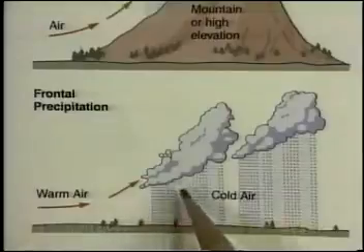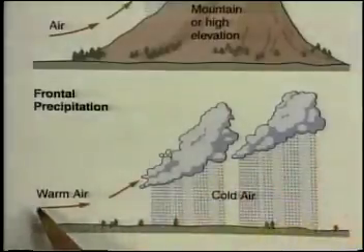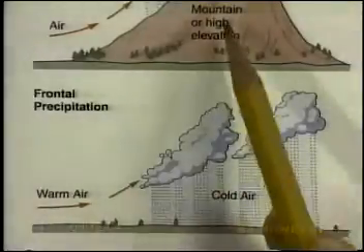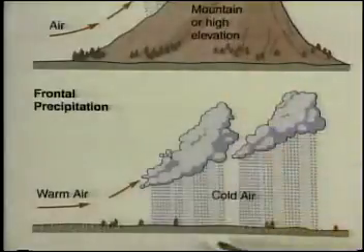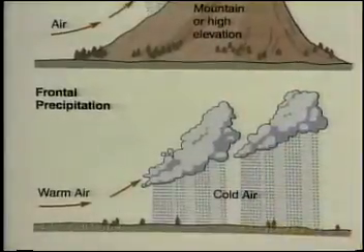We can think of our cold air sinking as a mountain. The warm air rises over the cold air just like it does in our mountain precipitation, and then we have rain, and where the 2 meet is called our front.